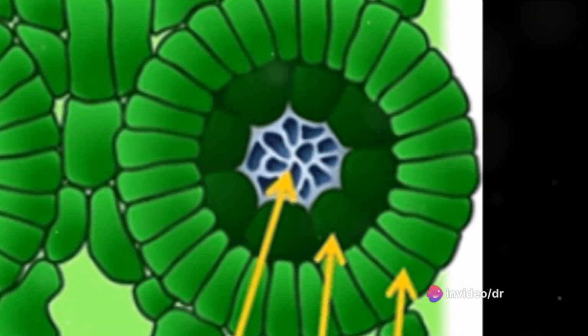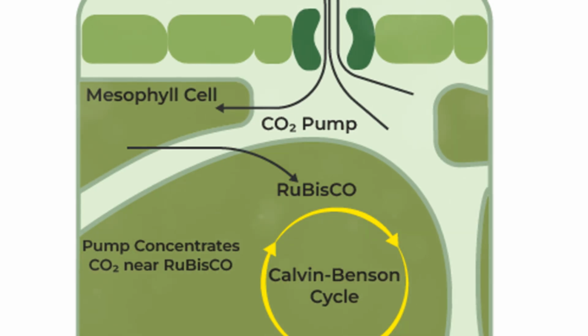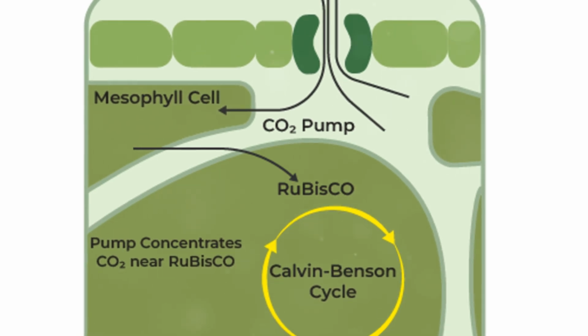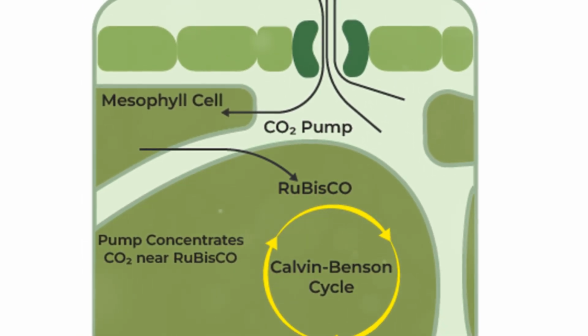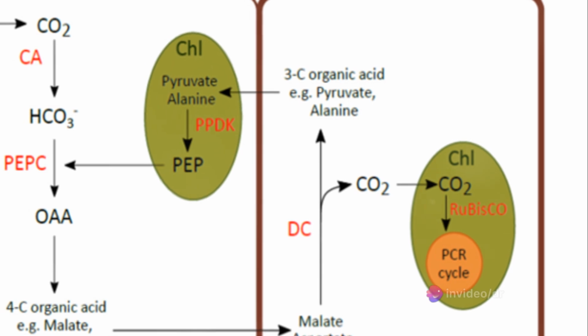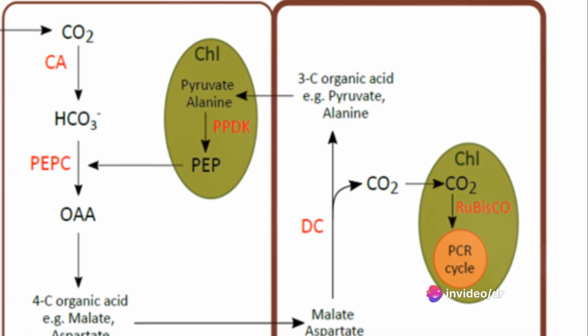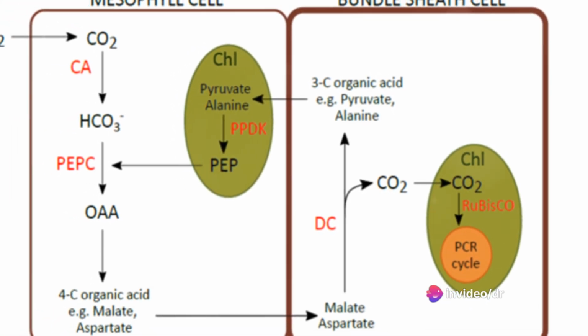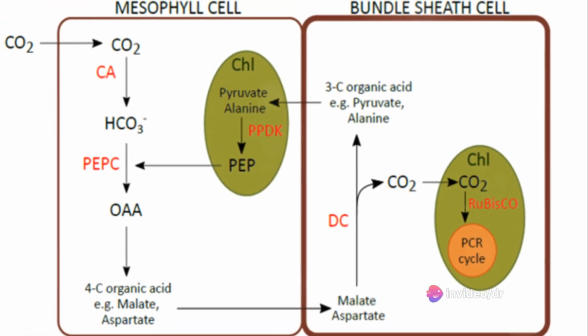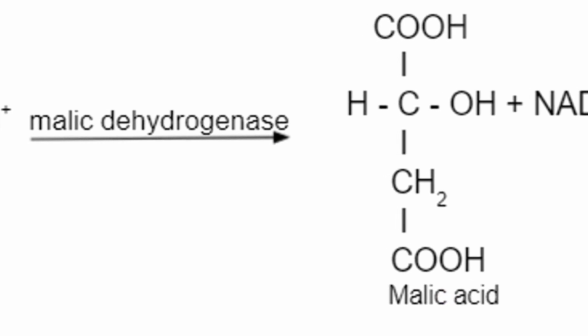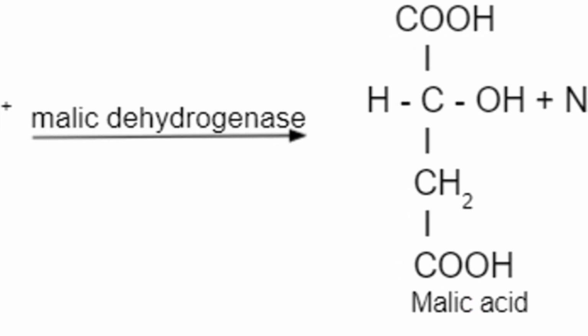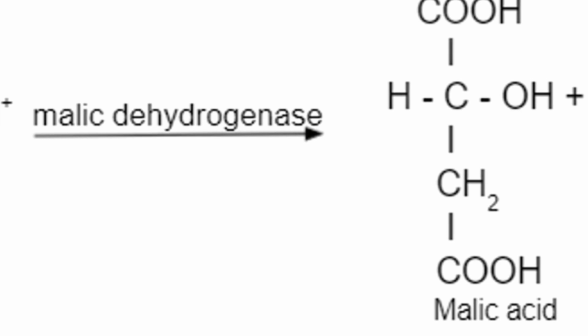The process begins in the mesophyll cells, the plant's primary photosynthetic cells. Here, the enzyme phosphoenol pyruvate carboxylase, or PEPC, combines carbon dioxide with phosphoenol pyruvate, or PEP, to form a 4-carbon compound known as oxaloacetate. Now this oxaloacetate undergoes conversion into another 4-carbon compound, malate, which then travels to the bundle sheath cells.